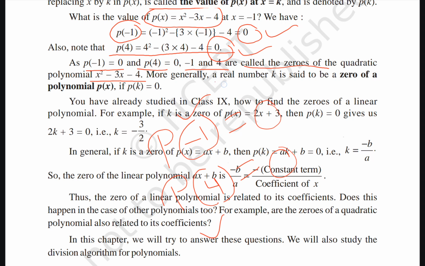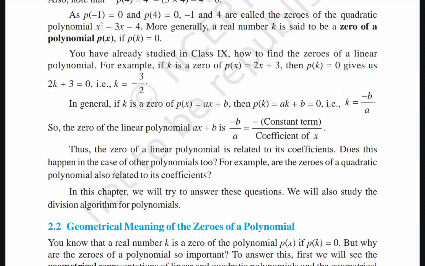More generally, a real number k is said to be a zero of a polynomial p(x) if p(k) is equal to 0. So you can learn this definition this way. Now you have already studied in class 9 how to find the zeros of a linear polynomial. For example, if k is a zero of p(x) equal to 2x plus 3, then p(k) is equal to 0. So it gives us 2k plus 3 is equal to 0. Then from this equation you can find the value of k as minus 3 upon 2.